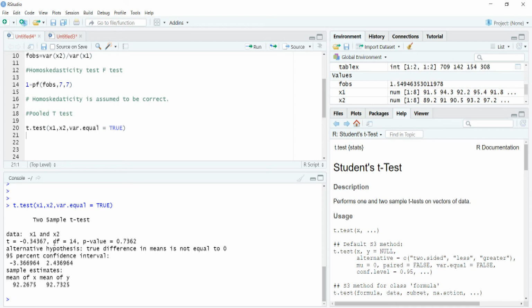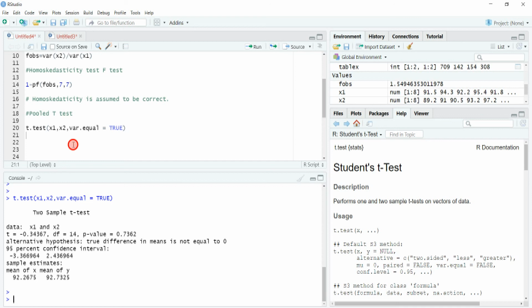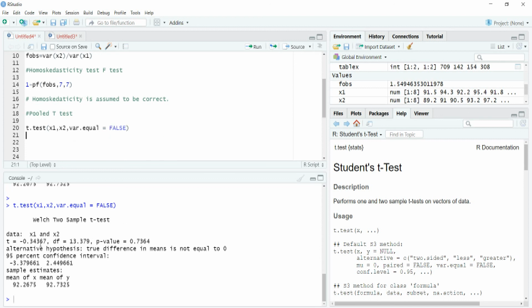So here we performed the pooled t-test, and to perform the Welch t-test, I am also going to show the same here. You only need to do one thing. You just need to remove this statement, or you can write var.equal equal to FALSE. If you write this, it will perform the Welch t-test. You see here, Welch two sample t-test.